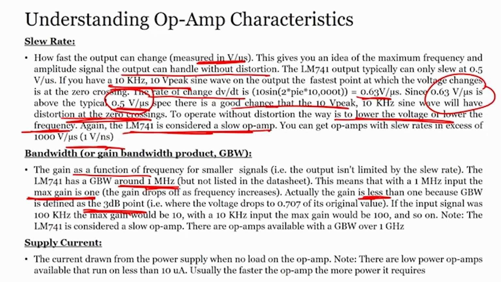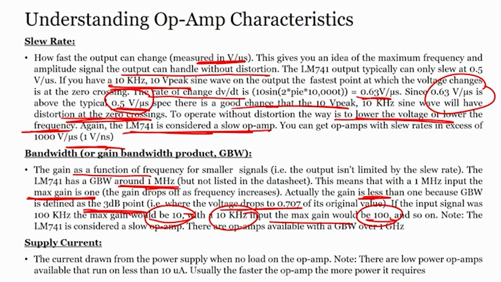We have already seen what is 3 dB, or that is where the voltage drops to about 0.707 of its original value, right. We have seen that if the input signal was 100 kilohertz, the maximum gain would be 10, where at 10 kilohertz, the maximum gain would be 100, right.